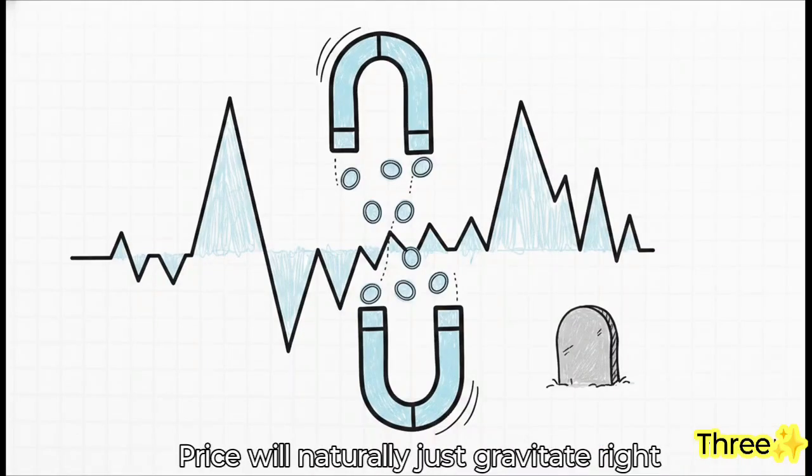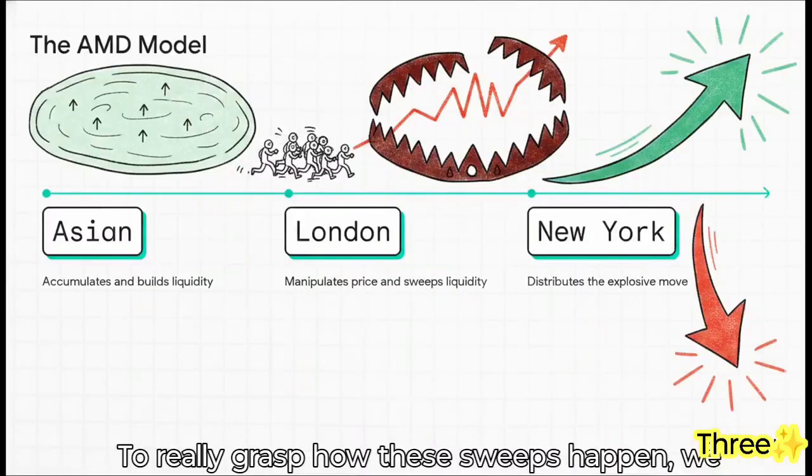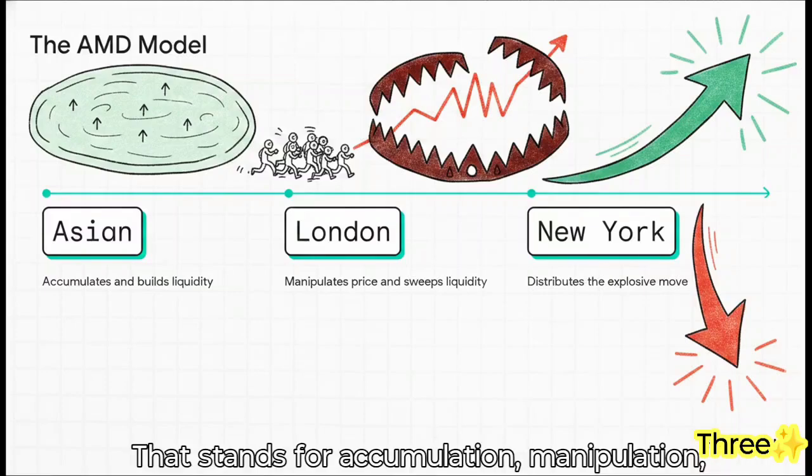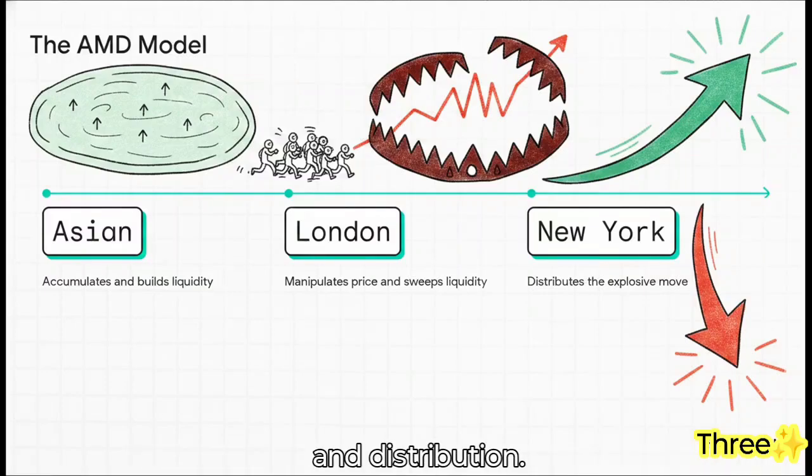Price will naturally just gravitate right toward these pools. To really grasp how these sweeps happen, we use the classic AMD trap model. That stands for accumulation, manipulation, and distribution.